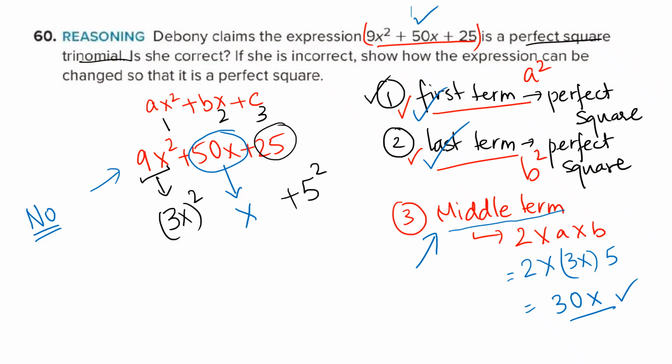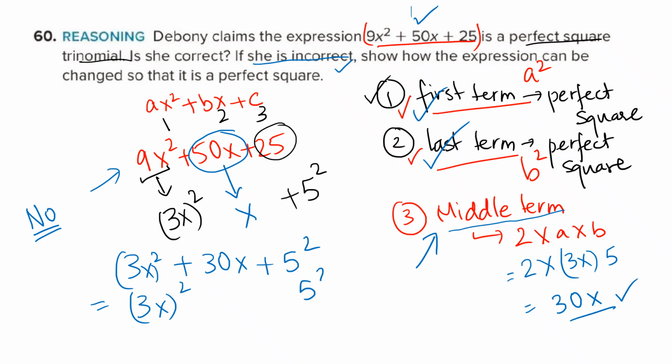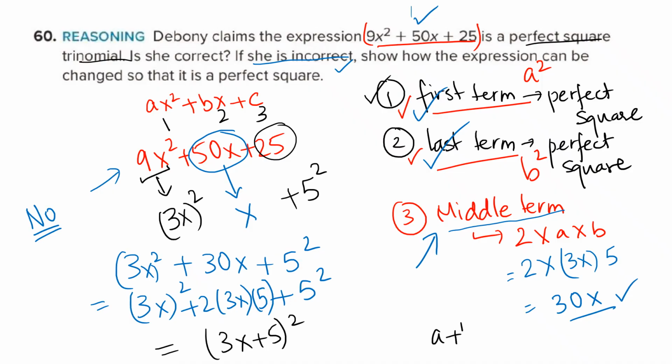Now second part, if she is incorrect, which is the right answer? Show how the expression can be changed so that it becomes a perfect square. So when does it become a perfect square? If the middle term is 30x. So now let's try and factor. This is the first term square. Now if the middle term becomes 30x, then we are done. Then we can use the identity a plus b whole square is equal to a square plus 2ab plus b square.